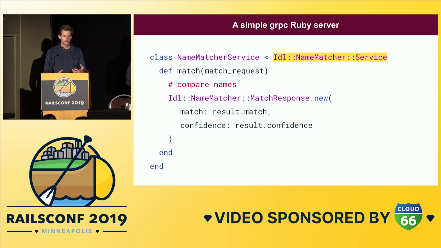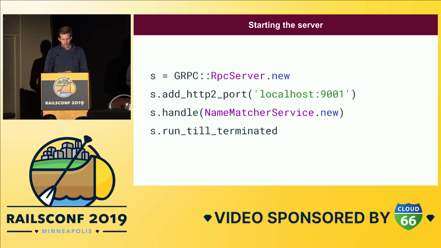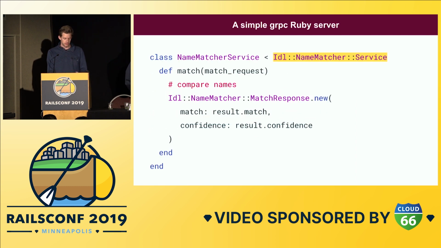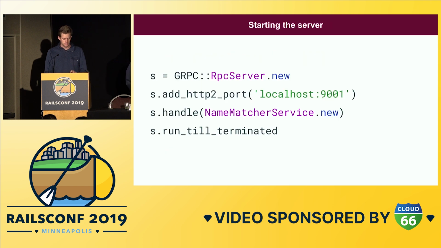So how do you boot this server up? The very simple explanation is that you're going to create a new RPC server instance. You're going to attach to a port locally, and then you just basically specify to the server that you want to handle that particular type of service definition. So in this case, name matcher service. And then you're just going to run that forever.